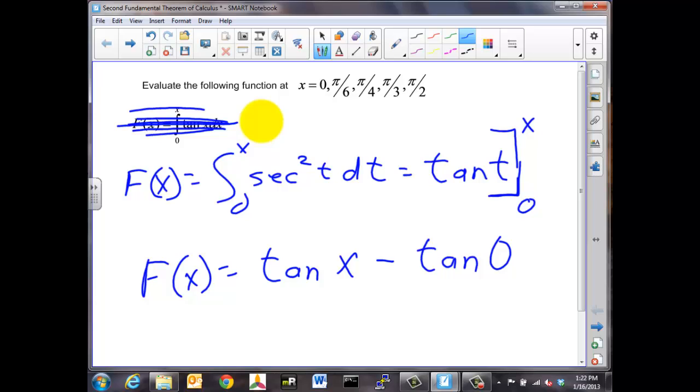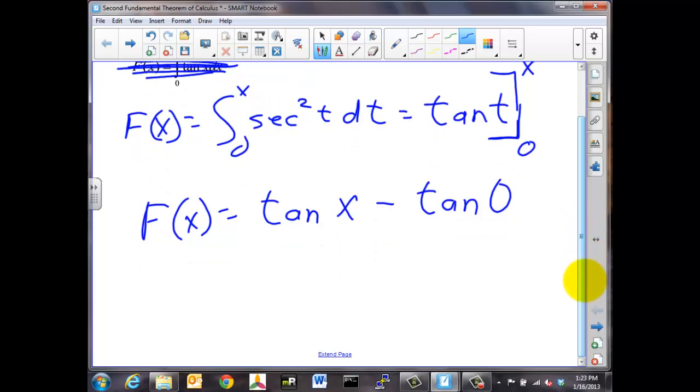Because if I put x in place of t, I'm going to get tan x out. If I put 0 in place of t, I'm going to get tan 0. And what's the tangent of 0? Anybody know? Tan is sine over cosine, so it'll be 0. Very good. So really, this function is just tan x. Would you agree with that?